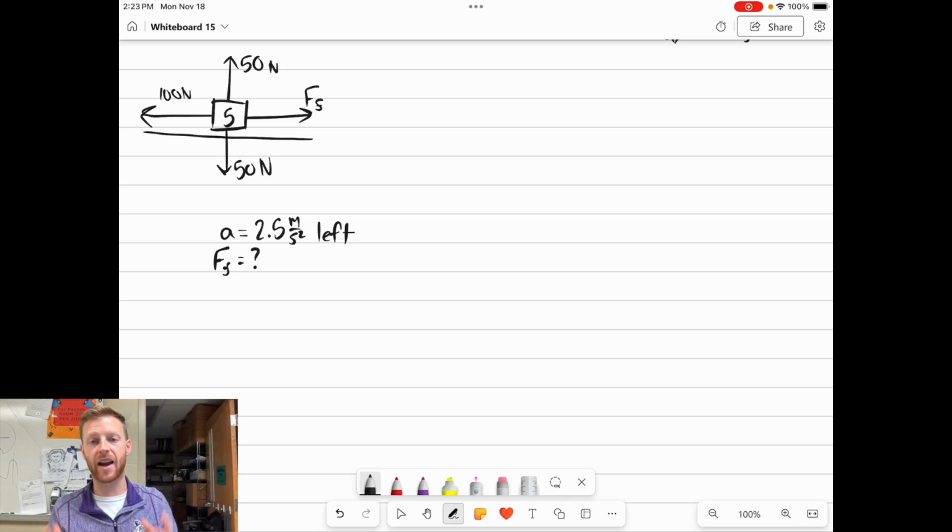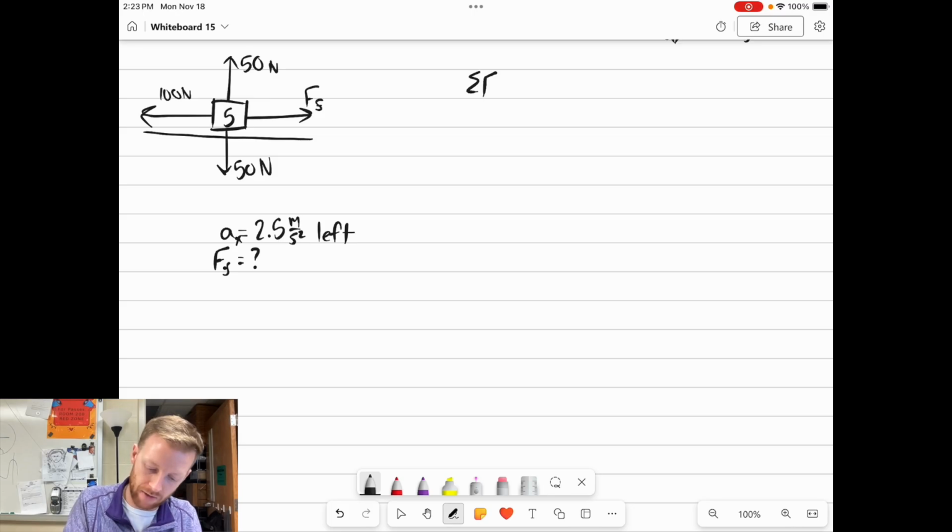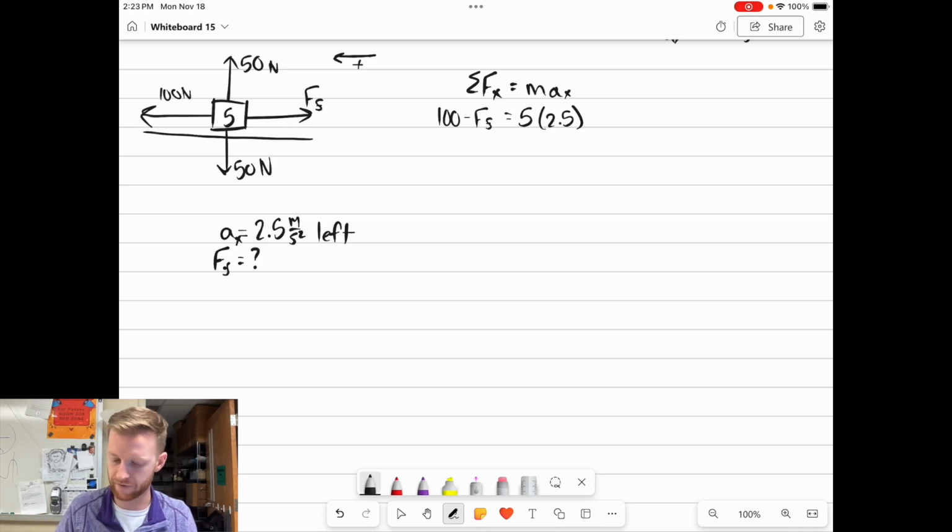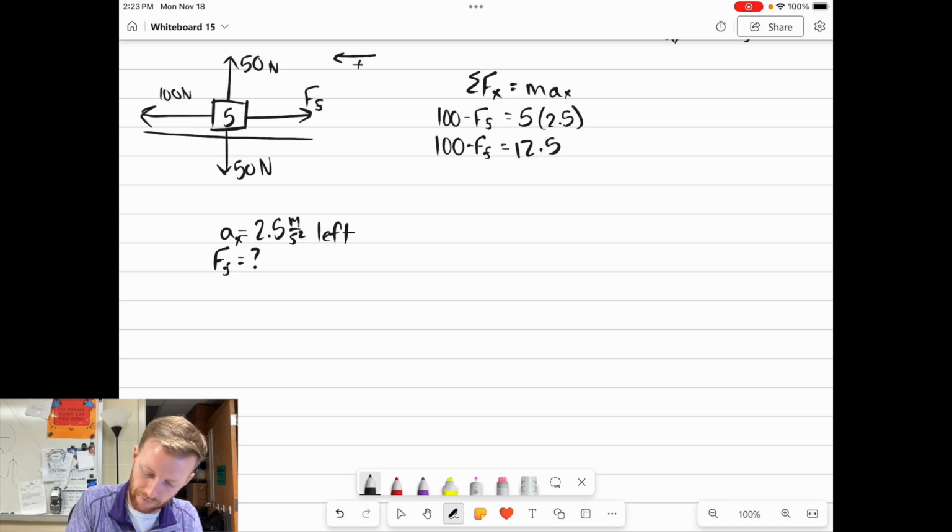Well, anytime I have a net force problem, I want to look at a net force equation. There's going to be acceleration in the x. So I'm going to check my net force in the x direction is equal to max here. I'm going to make leftward positive because that's my motion. So I would have 100 minus the force of friction is equal to 5 times 2.5. Okay, well now we have to do a little math here. 5 times 2.5, so we're going to have 100 minus Ff is equal to 12.5.